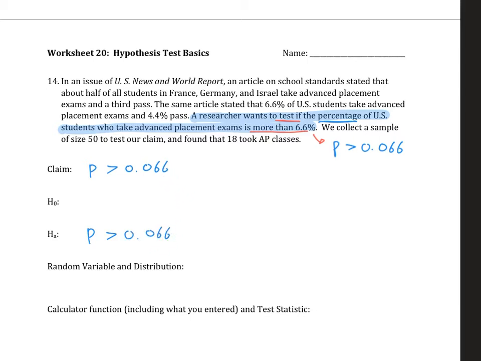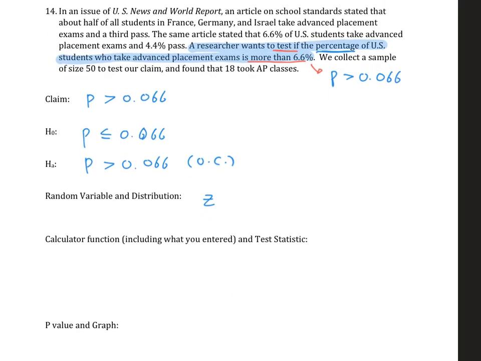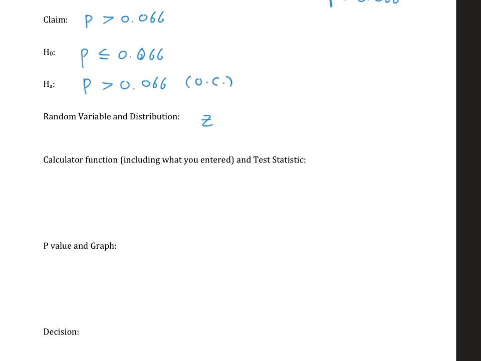And that means the H naught is the opposite of that. Again, the opposite of greater than is less than or equal to. So I'm going to write it like this. Here we're using proportion, so it's Z. In the calculate function key, I'm using 1-PropZTest. So whenever I'm testing for proportion, I'm using PropZTest.